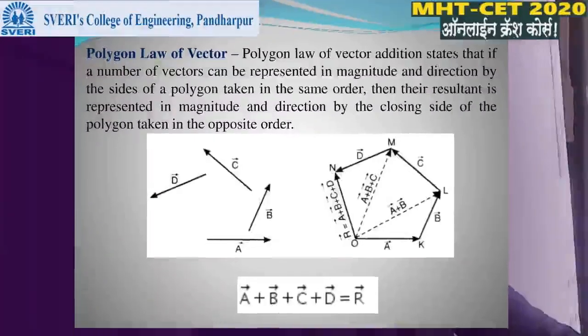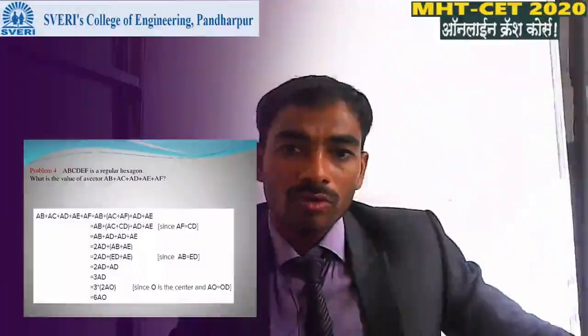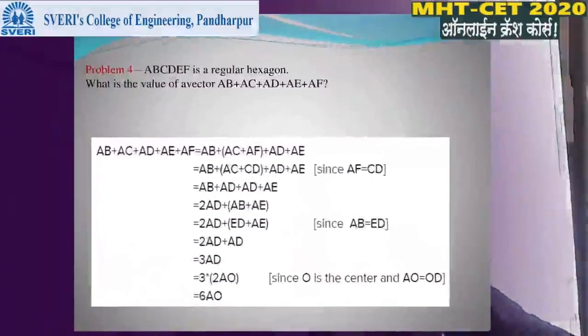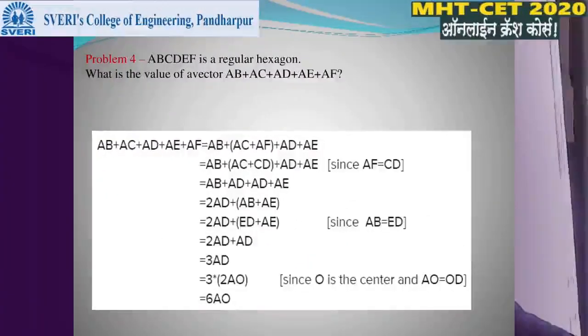Okay, we take one example on polygon law of vector. Suppose ABCDEF is a regular hexagon. Then what is the value of the vector AB plus AC plus AD plus AE plus AF?